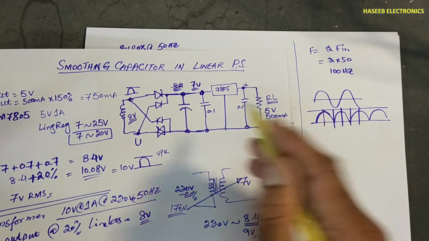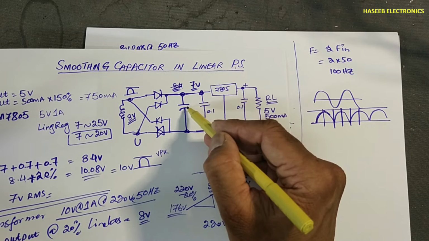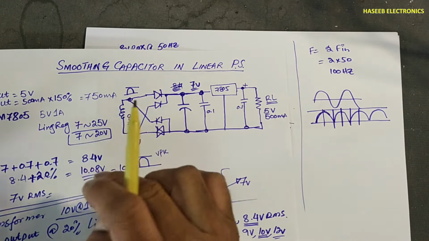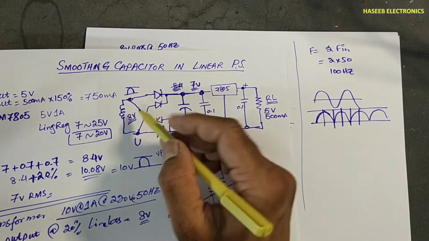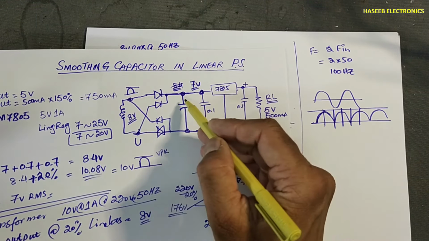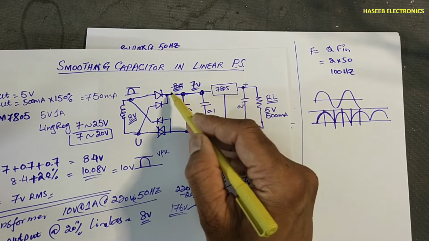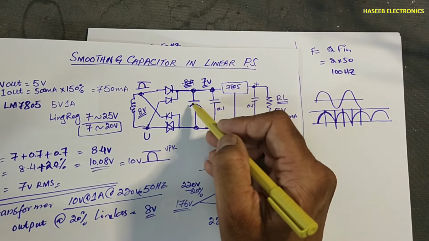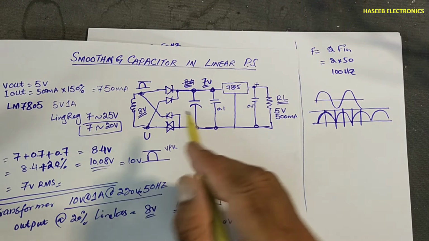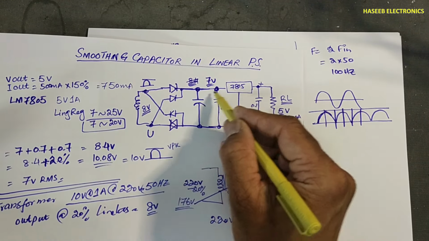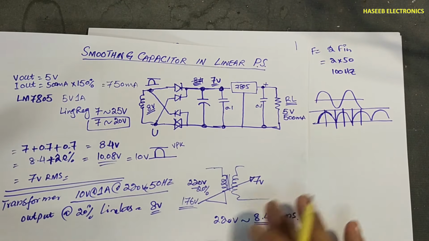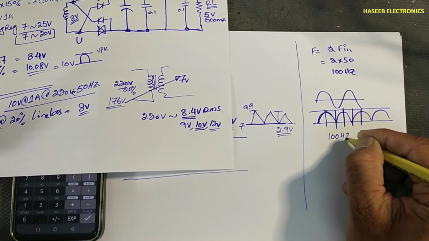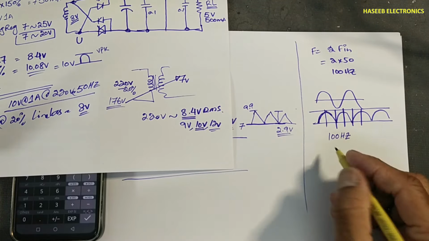In this portion, the transformer will charge this capacitor and drive this load. But because it is a sinusoidal wave, when the source voltage drops, the capacitor voltage will stop charging. At that time it becomes like a battery and provides load current. We have frequency 100 Hertz, that is the output of the bridge rectifier.